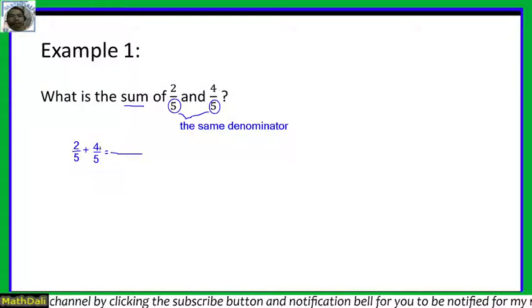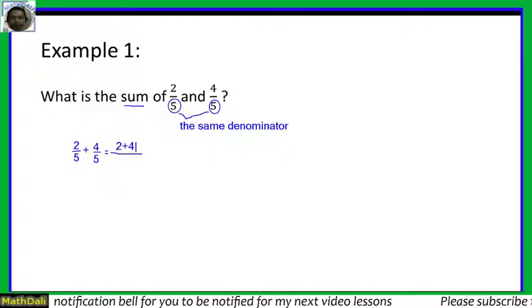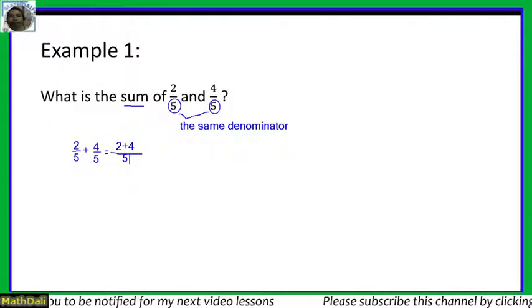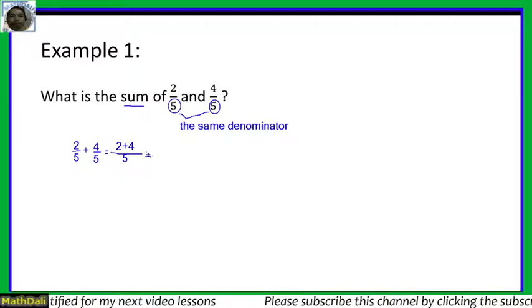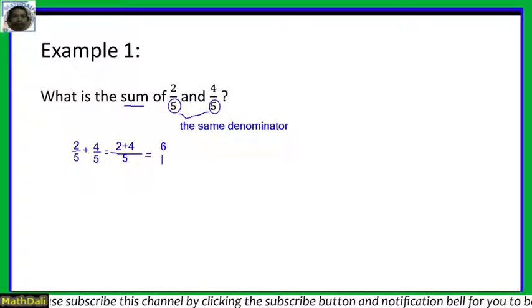Ito yung numerator natin. So, lagay natin dito, that is 2 plus 4, yung numerator natin. Then, kopyahin lang natin yung ating denominator na 5. Okay, so simplify na natin. So, 2 plus 4, that is equal to 6. Okay, so lagay natin dito 6, then kopyahin natin yung ating denominator na 5. So, yan yung sum ng dalawang fraction.